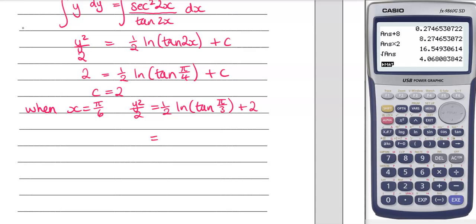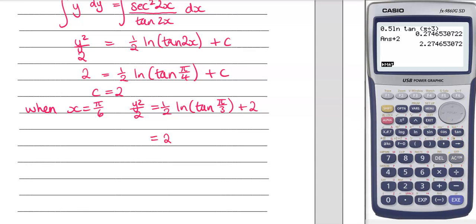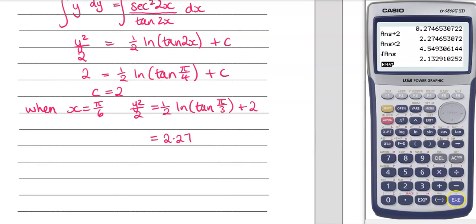So that comes to 2.27. We times it by 2 and then square root it. We get y is 2.133. Actually, let me just do plus or minus 2.133 because we've square rooted.